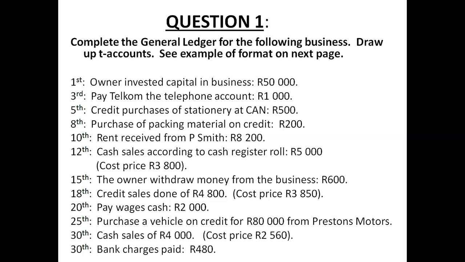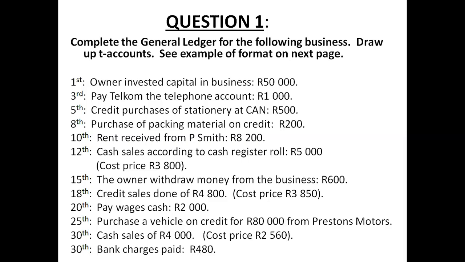On the 12th, cash sales according to the cash register roll, 5,000, and the cost price is 3,800. On the 15th, the owner withdrew money from the business, 600 rand. On the 18th, credit sales of 4,800, and the cost price is 3,850. On the 20th, pay wages cash, 2,000. On the 25th, purchase a vehicle on credit for 80,000 from Preston's Motors.